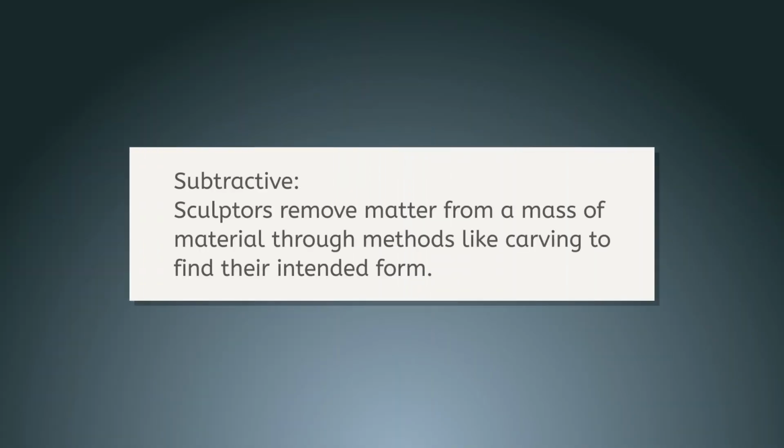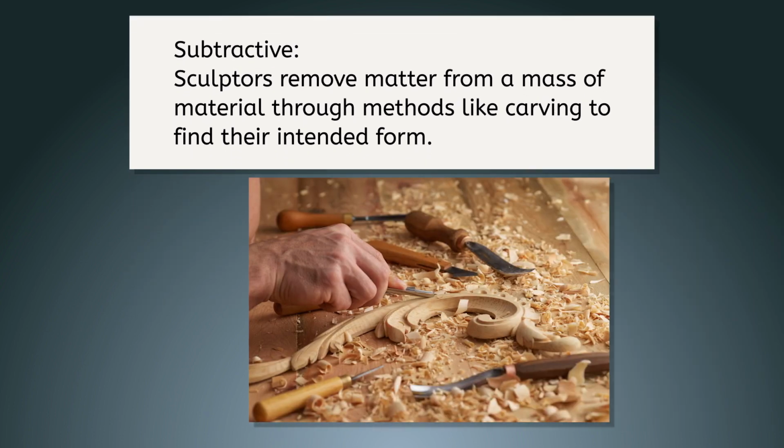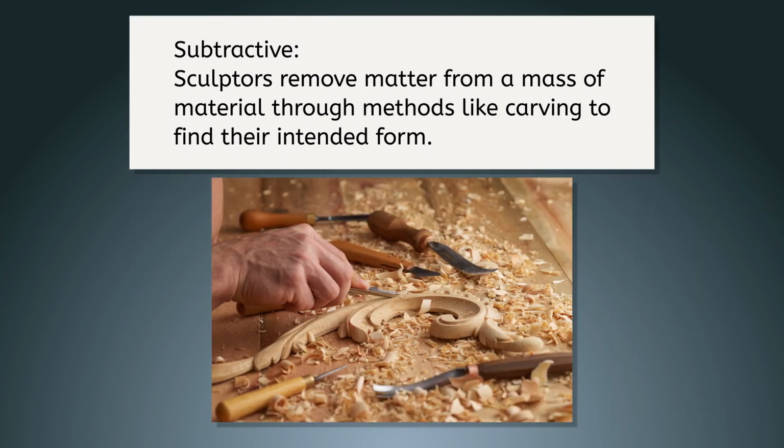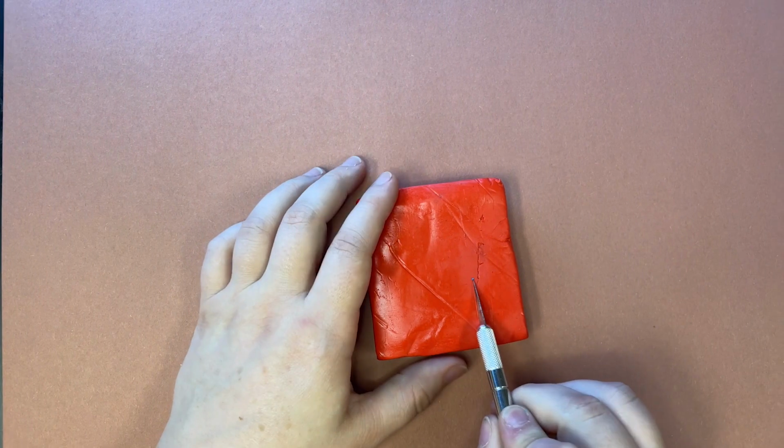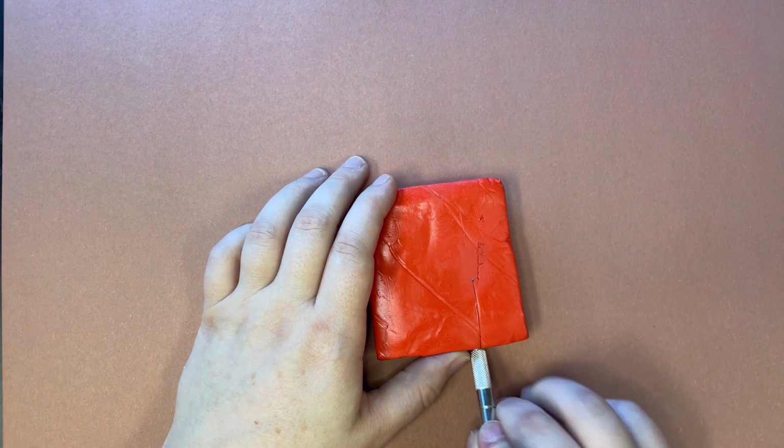Compared to the additive technique, which involves layering and combining materials, the subtractive technique involves removing matter from a block or mass of material to sculpt the desired and intended form. Stone and wood carvings are both common ways to do this. Let's demonstrate the concept of this technique.